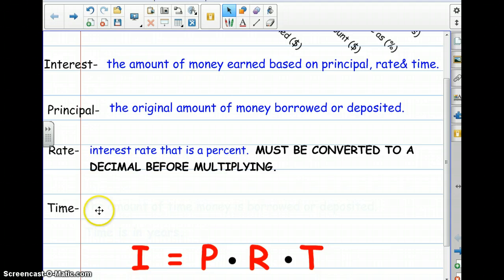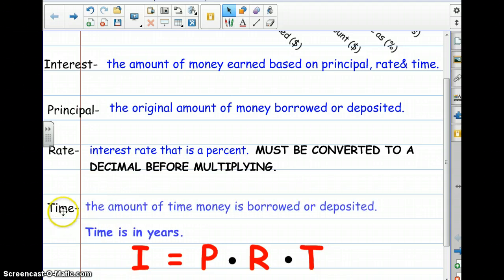Okay, and then last is the time. The time in our problems refers to the amount of time that money is borrowed or deposited. And again, since time can be measured in multiple ways, in this case, time is measured in years.